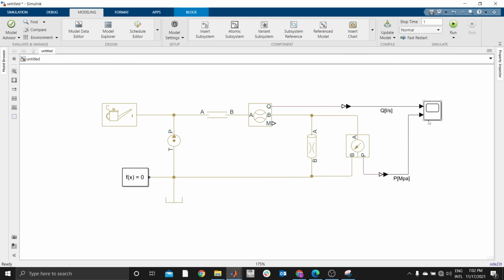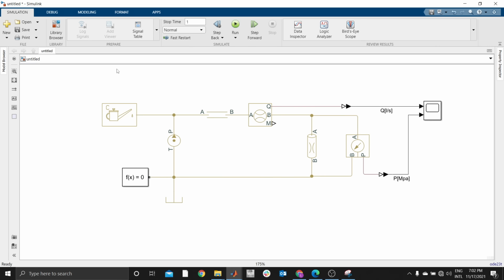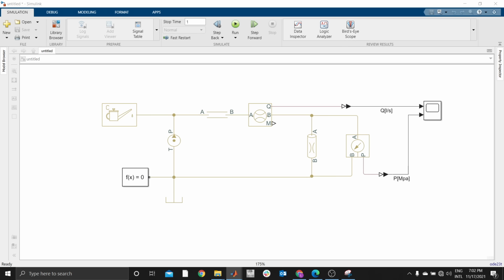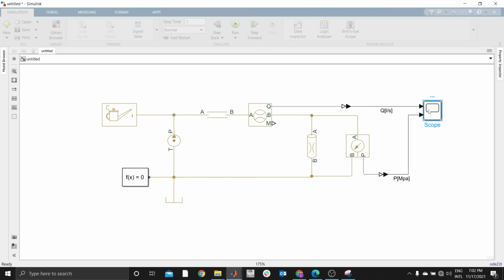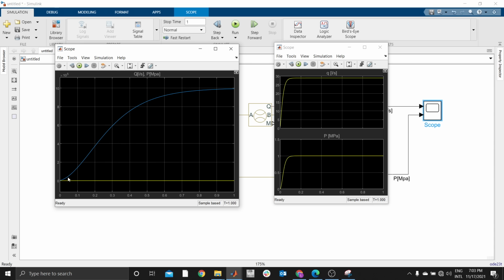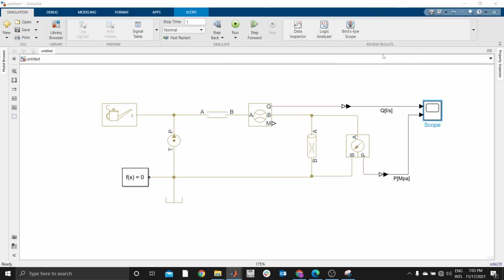I think we have defined everything in our model. Go back to simulation, run. Let's see the values here. There's a problem. There is a problem here. You can see there's a Q is zero, pressure is zero. This doesn't make sense. Let's now try to troubleshoot and see where we went wrong.